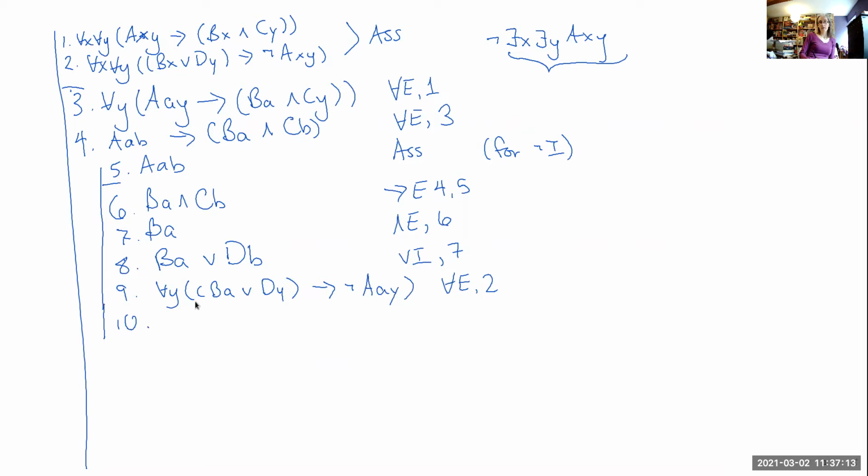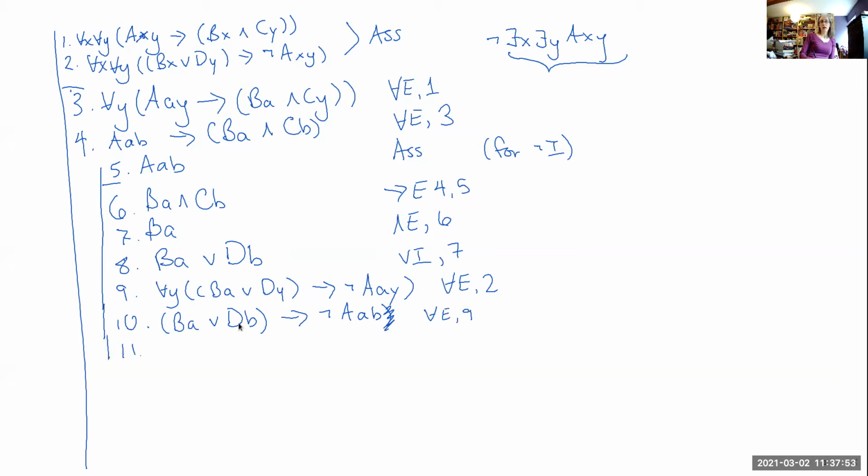Now I can do it again, and I want something that is going to match kind of the antecedent that I've defined in line 8. But importantly, in order to get a contradiction with AAB, I need to get not AAB. So it's a good thing that I actually used constant B here in line 8, because now I can do my elimination of this second quantifier. And now I know that if either BA or DB, then it's not the case that AAB. So universal elimination, line 9.